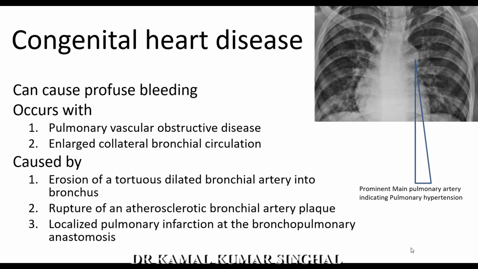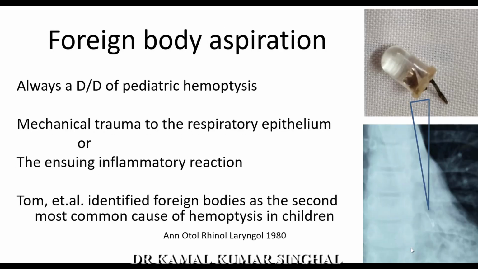Congenital heart disease can present as pulmonary hemorrhage and cause profuse bleeding. It occurs with pulmonary vascular obstructive diseases or enlarged collateral bronchial circulation. The cause of bleed in congenital heart disease is erosion of tortuous dilated bronchial artery into the bronchus. Rupture of an atherosclerotic bronchial artery plaque can also result in pulmonary hemorrhage. Localized pulmonary infarction at the bronchopulmonary anastomosis can also result in pulmonary hemorrhage. In this particular radiograph, you can see a prominent main pulmonary artery indicating pulmonary hypertension.